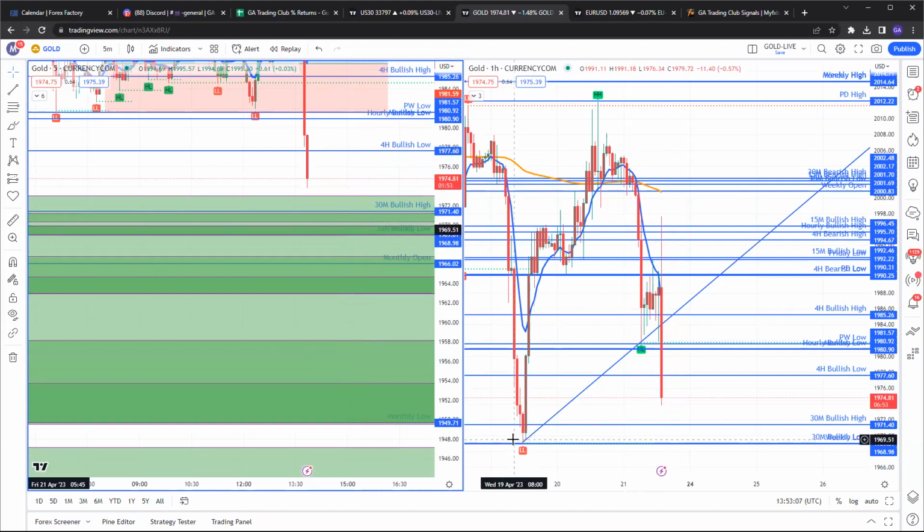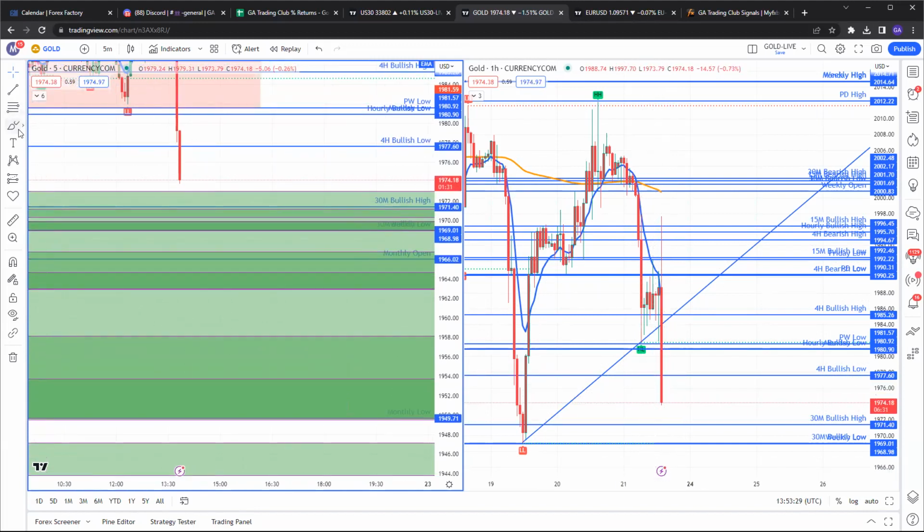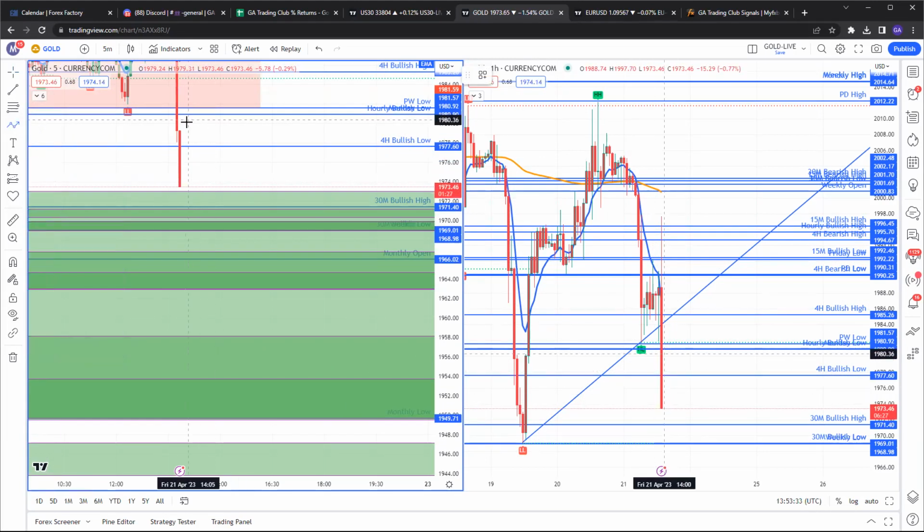We can form a double bottom here on gold at around 1969. So what does that fall in line with? It falls in line with a 30-minute bullish high, with a demand zone within a demand zone, with a current weekly low, with a 30-minute bullish low. And keep in mind, we also have a monthly open down here. So in my analysis, what I expect gold to do, I think this is just a fake out. But of course, we always want confirmation. So I expect this, possibly this.